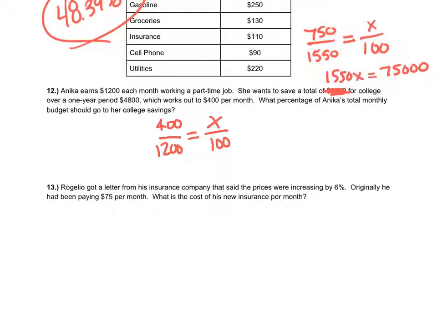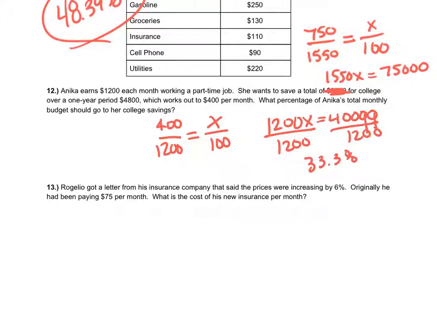Okay, so 400 times 100 is 40,000. 1,200x equals 40,000. Divide both sides by 1,200. And we're going to get 33.33% every month. So she's got to save a third of her budget to pay for college.